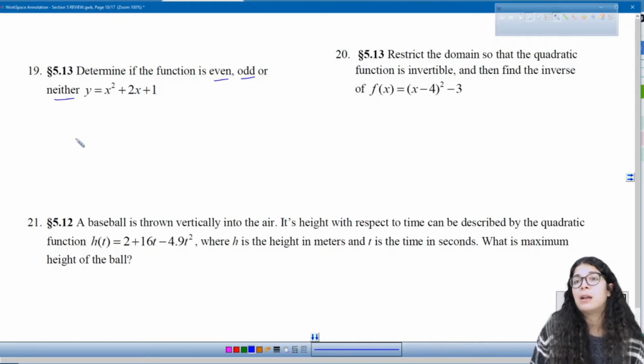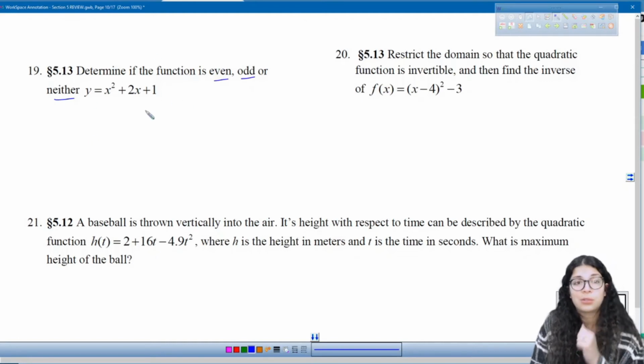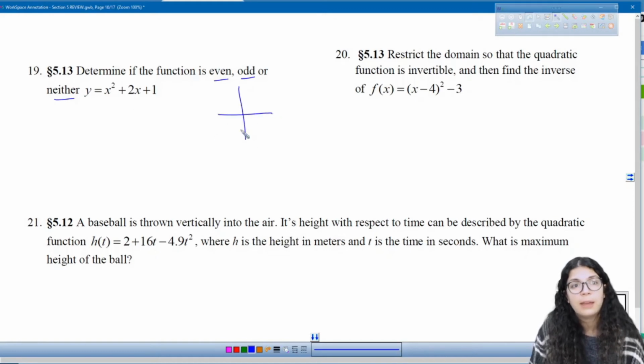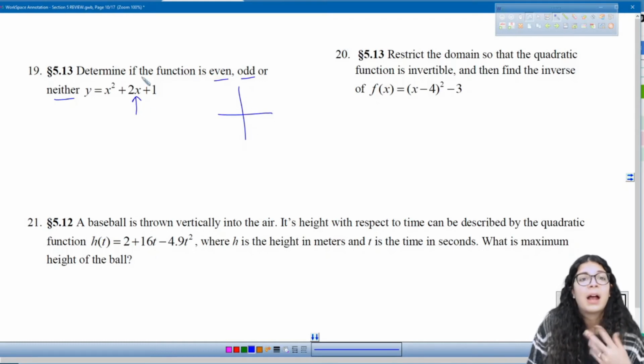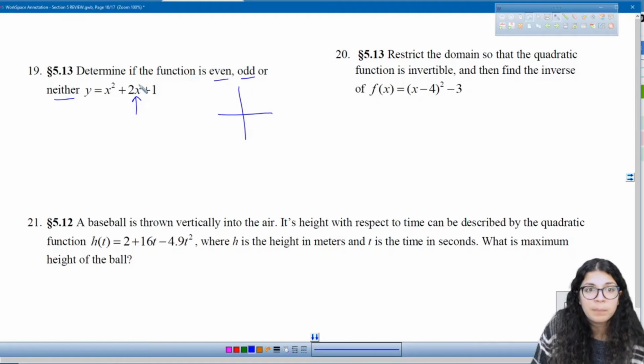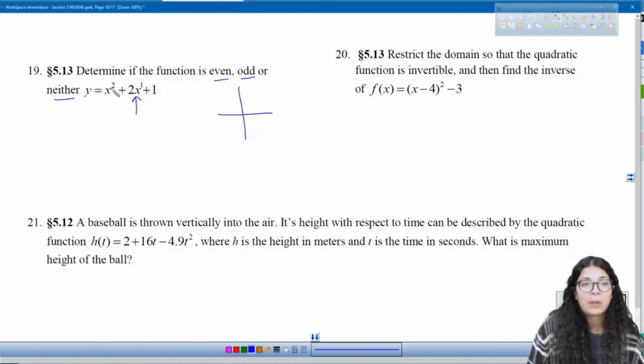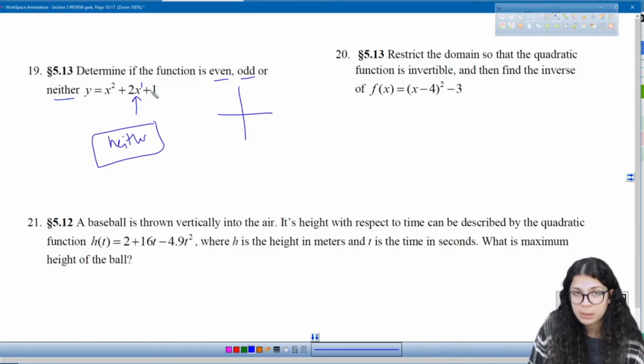Now, I could do this algebraically. I could do this graphically. Or it doesn't tell me to do anything, so I could use a trick, right? This quadratic function, if it has a b value, then it is not. The vertex is not on the y-axis. I also can tell that this is neither because I have an even power and I have an odd power, so it's neither, okay? But as well, you know, this is a parabola.